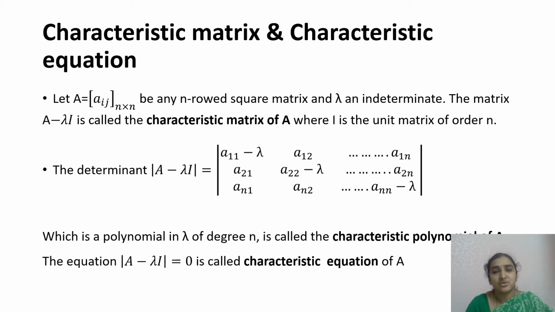Let A be any n-row square matrix and lambda an indeterminate. The matrix A minus lambda I is called the characteristic matrix of A, where I is the unit matrix of order n. The determinant of A minus lambda I, which is represented as the determinant with A11 minus lambda, A12 and so on up to A1n, A21, A22 minus lambda and so on up to A2n, and further proceeding An1, An2 and so on up to Ann minus lambda, which are the elements of the determinant, is a polynomial in lambda of degree n. This is called the characteristic polynomial of A. The equation determinant of A minus lambda I equal to 0 is called the characteristic equation.